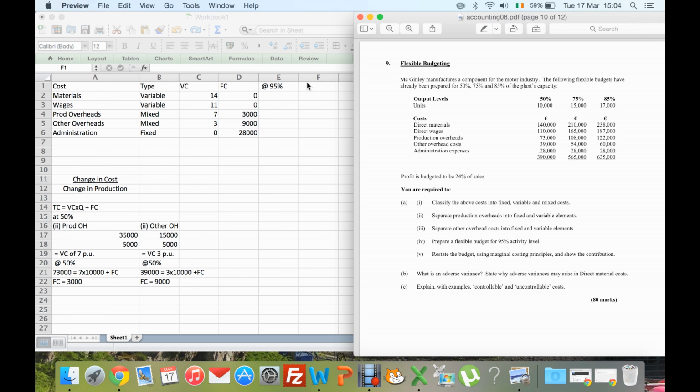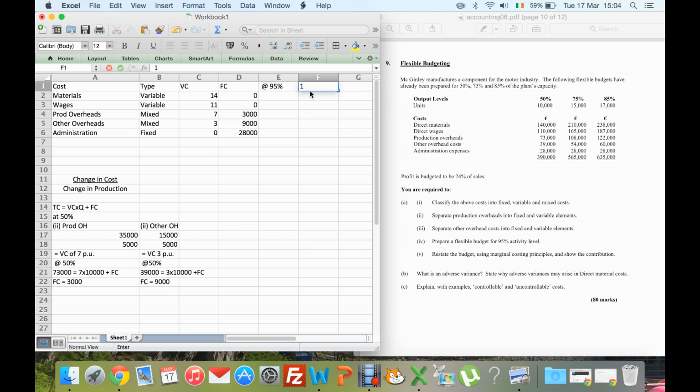And is that right? Let's just quickly check. So 10,000, I want to find what's 1%, so we divide that by 50. So that's 200. Okay, and then we multiply the 200 by 95, and that gives us the amount of units at 95%. So 200 times 95, and that gives us the amount we're going to produce. So that's 19,000 units.